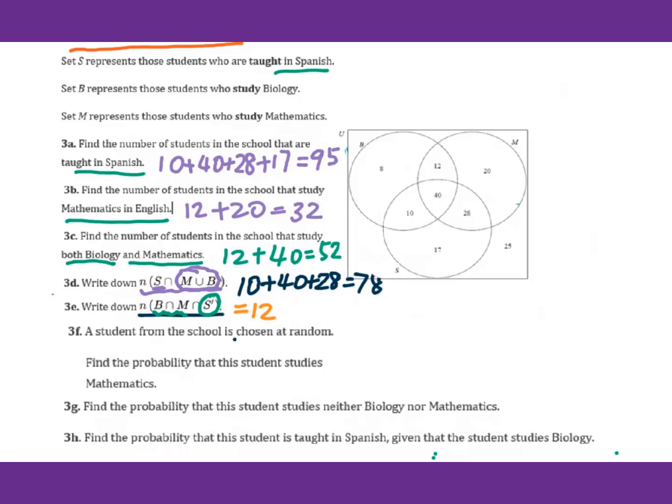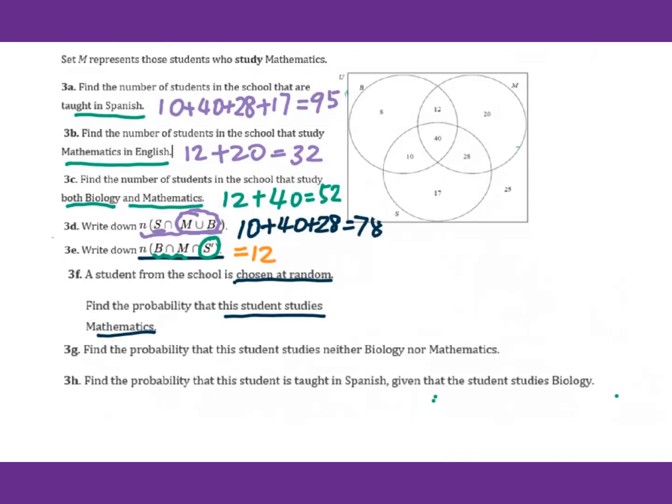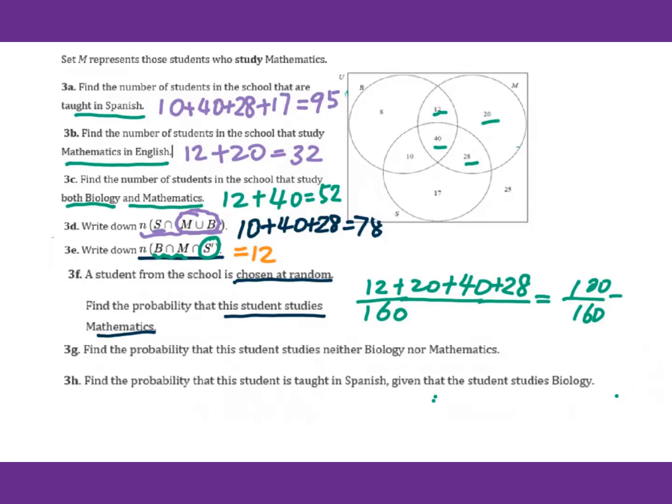Now let's go to 3F. A student from the school is chosen at random. Find the probability that this student studies mathematics. We know altogether that's 160. So how many students study mathematics? We need to add all of this: 12 plus 20 plus 40 plus 28. So you will get 100 over 160. You use the calculator, go to math, enter. You will get 5 over 8.